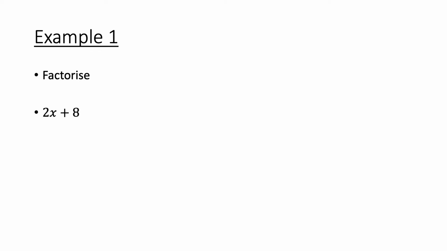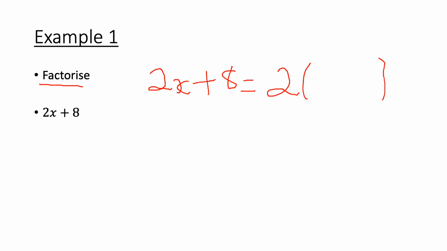Example 1. We are asked to factorize. In one of my previous videos on expanding brackets, I explained that factorize means taking the expression and putting it back into bracket form. So I've got an expression here, and I want to write it in a bracket. It is the highest common factor of 2x and 8. Well, 2 is the highest common factor between 2x and 8. 2 times x is 2x, and then 2 times positive 4 is plus 8. So 2 is my highest common factor.